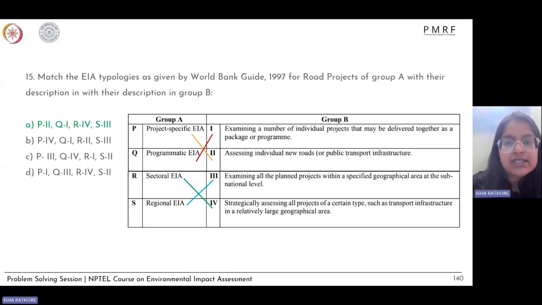Then programmatic EIA is examining a number of individual projects that may be delivered together as a package or program. So Q matches with 1. Then sectoral EIA is strategically assessing all projects of a certain type, such as transport infrastructure, in a relatively large geographical area. So R matches with 4. Then regional EIA is examining all the planned projects within a specified geographical area at the subnational level. So S matches with 3. So A is the correct answer. That is P matches with 2, Q matches with 1, R matches with 4, and S matches with 3.